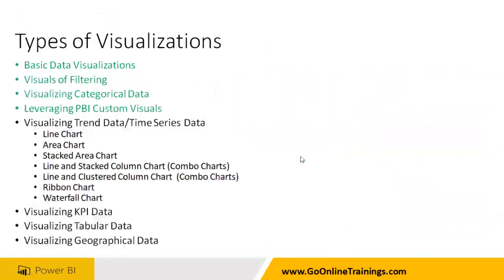So we had seen yesterday how to deal with the categorical data. So what is a bar chart? What is a pie chart? What is a column chart? What is a scattered chart? All these things have been discussed already. Now today, let us talk about visualizing trend data, or time series data.